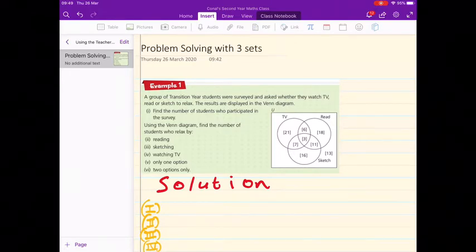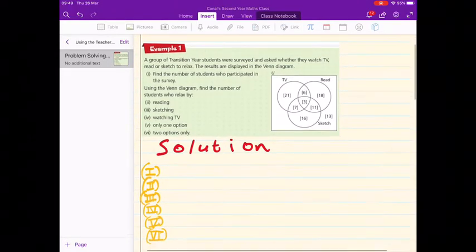Now we move on to our last section within sets, which is problem solving with 3 sets. The first example we have here is one where a Venn diagram with 3 sets is already filled out for us. A group of transition year students were surveyed and asked whether they watch TV, read, or sketch to relax. The results are displayed in the Venn diagram.